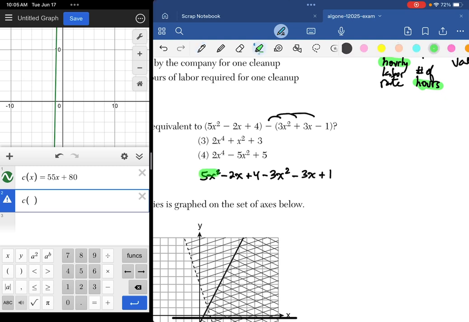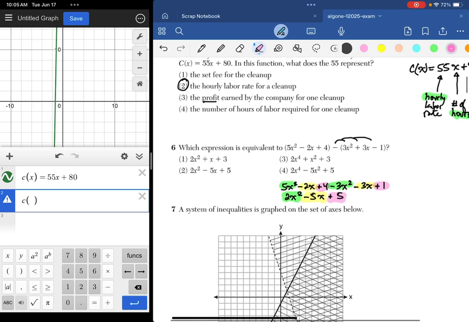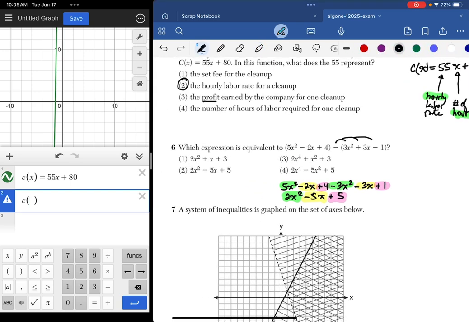Then I can combine my like terms, making sure to account for the signs along the way. So 5x squared minus 3x squared is 2x squared. Negative 2x minus 3x is negative 5x. And 4 plus 1 is 5. All right, so I combine those terms. That got me the 2x squared, the negative 5x, and then the 5 itself. All right, so I look for the choice. It looks like it's choice 2. So we're good there.